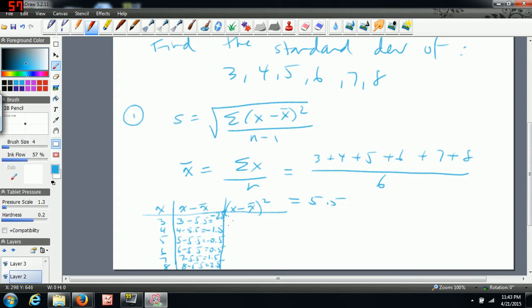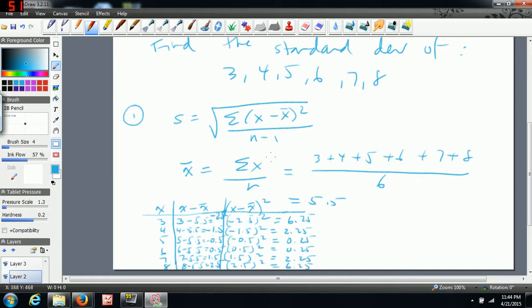So over here you have negative 2.5, and you would square that, and you would get 6.25. So negative 1.5, you would square that and get 2.25. Negative 0.5 all squared would give you 0.25, and then 0.5 squared would give you 0.25. And over here you'd have 1.5 squared, which would be 2.25. And then finally 2.5 squared, which would be 6.25.